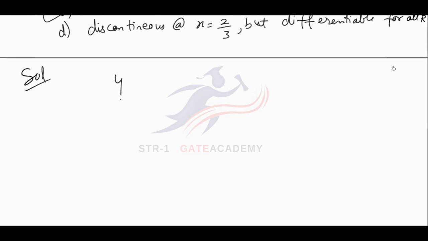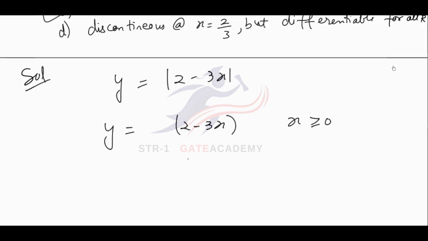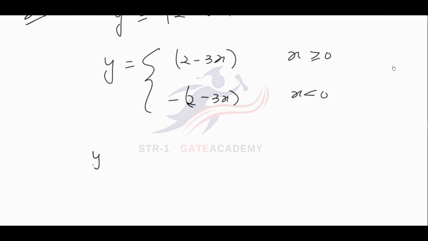If you want the solution, you can very easily find it. It is nothing but the modulus of 2 minus 3x. So the function can be written as 2 minus 3x for x greater than or equal to 2/3, and minus of 2 minus 3x for x less than 2/3. If I differentiate, y dash will give me minus 3 for one range and 3 for the other. So you can easily identify that particular thing.